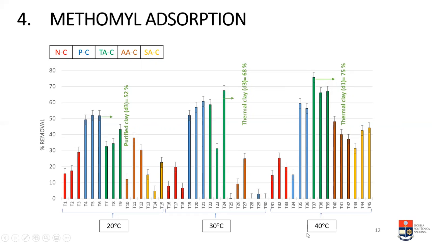When we were working at 40 degrees Celsius and with the larger particle sizes, we obtained a removal efficiency around 75% in our case, using the thermally activated clays, as I said. So these were some very nice results.